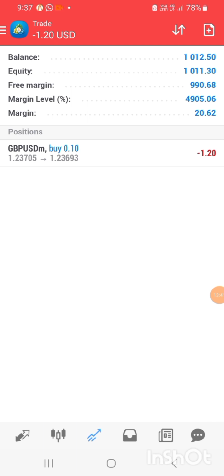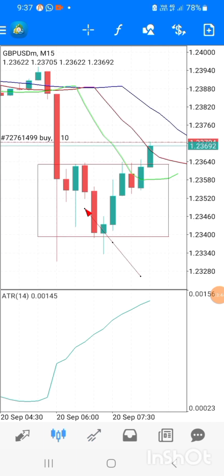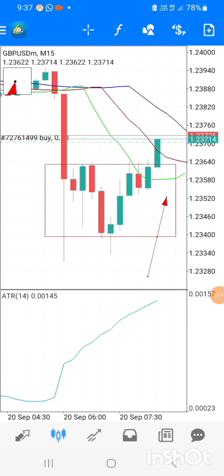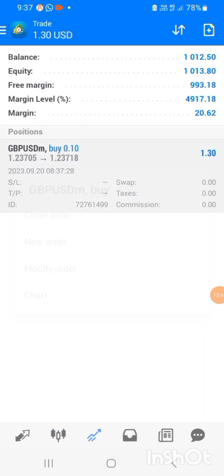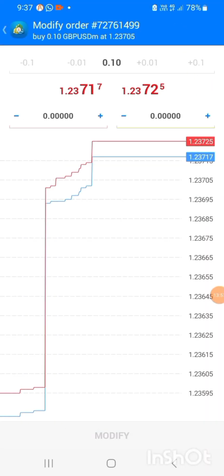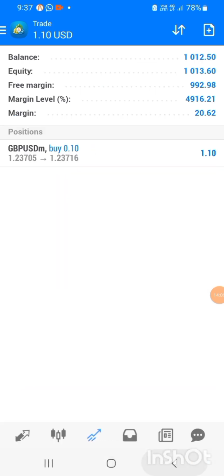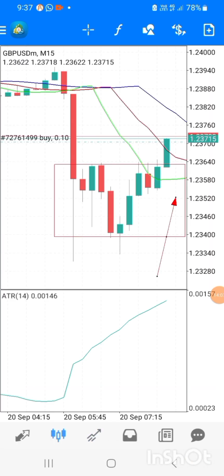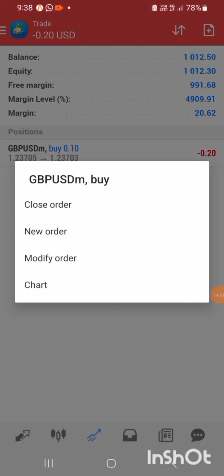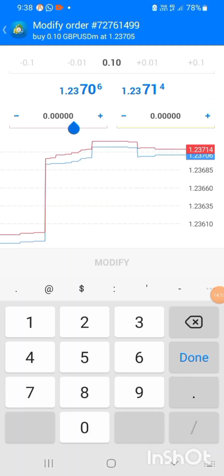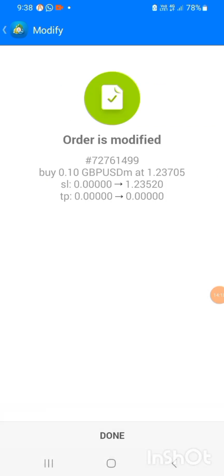All right, when we take a buy trade, because the market is going up, then we take our stop loss. We'll put our stop loss somewhere here, 1.23520. Okay, we're already in profit. I haven't analyzed this chart properly. So this is stop loss 1.23. Okay, let me check again. 1.23520, right? 1.23520. So these are stop loss.